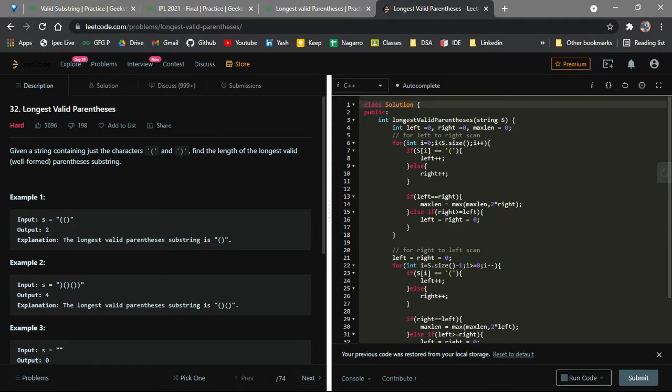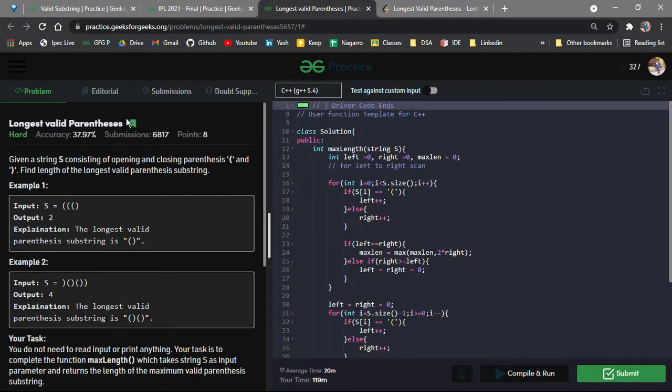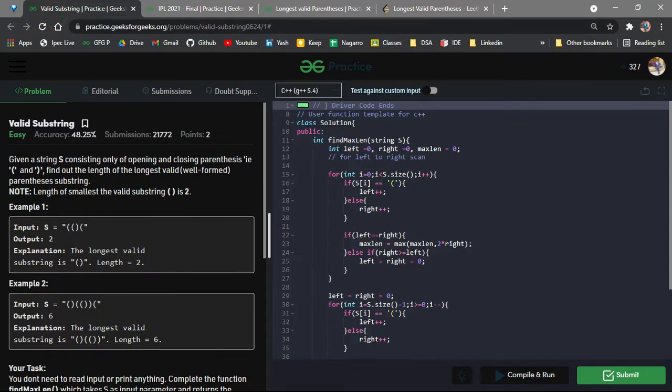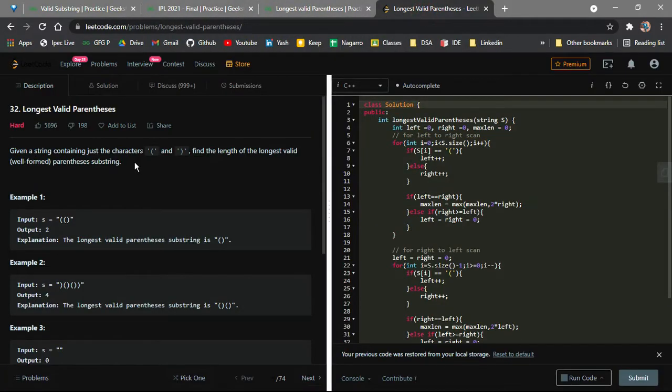So today we have question number 32, Longest Valid Parentheses of LeetCode, and this is also similar to the GFG question, Longest Valid Parentheses. This question I also built in 2021 Final, same question. And surprisingly, this Valid Substring is also the same. They have given it as easy, they need to upgrade it to hard, or at least medium. So we'll be looking at this.